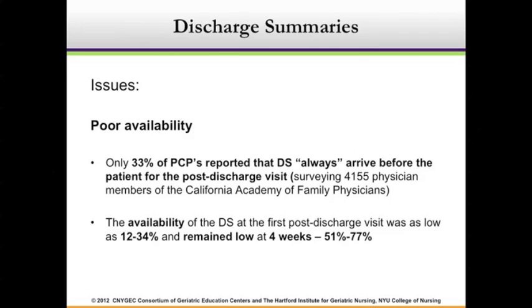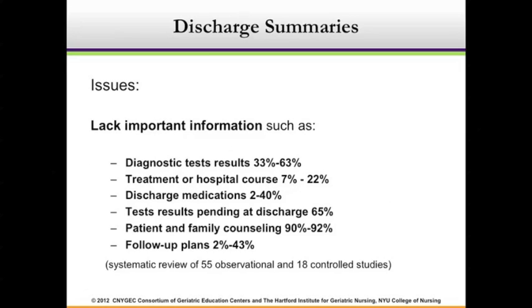Okay? So some of the studies have shown, like I mentioned, the poor availability, that really only 1/3 of the time in this study of primary care physicians did they say they actually always have the discharge summary when they see their patient for the post-discharge office visit. Other studies have shown the availability of that discharge summary at the first visit to be as low as 12 to 33%, and even a month later, it's oftentimes just not there. So that's the availability problem.